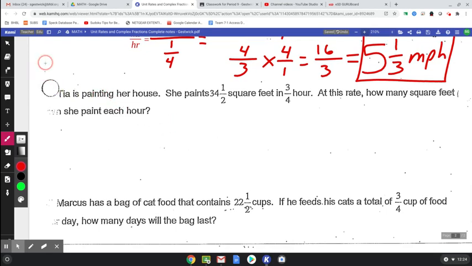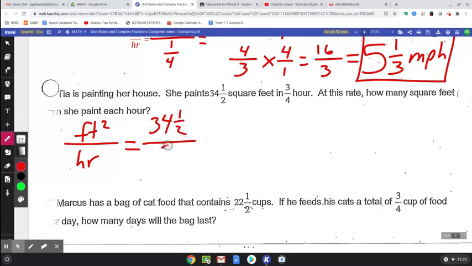All right, next one. Tia is painting her house. She paints 34 and a half square feet in 3/4 of an hour. At this rate, how many square feet can she paint each hour? So how many square feet, here's how you write that, per hour. Square feet per hour. So it's telling me 34 and a half per every 3/4 of an hour. All right, let's write this going across. 34 and a half divided by 3/4.